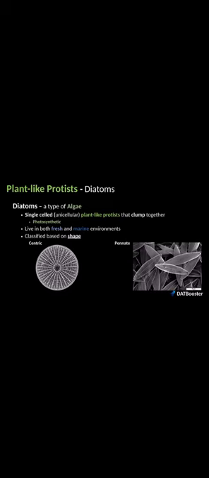Another example of a plant-like protist is going to be a diatom. So diatoms are a type of algae. Now we're going to look at what algae is in a second on the next slide, but diatoms are single-celled, so that means unicellular plant-like protists. Because they're a plant-like protist, they're photosynthetic. And they clump up together and they live in packs.